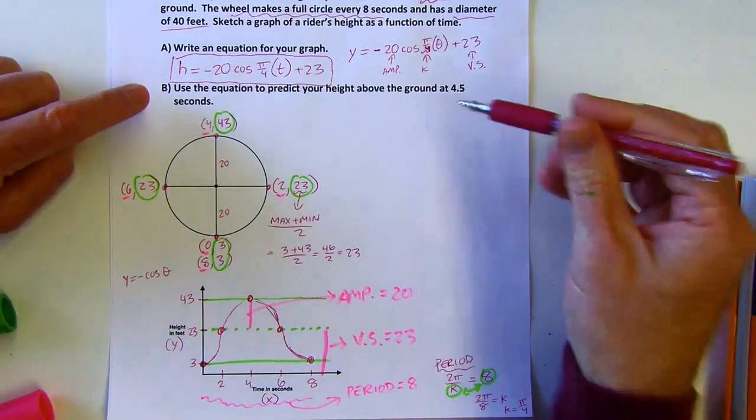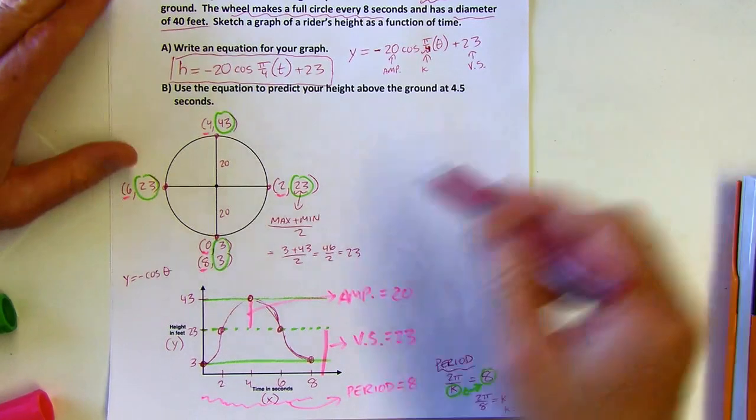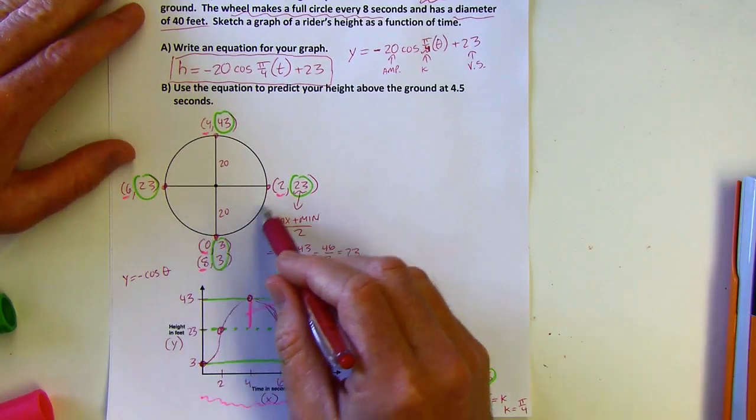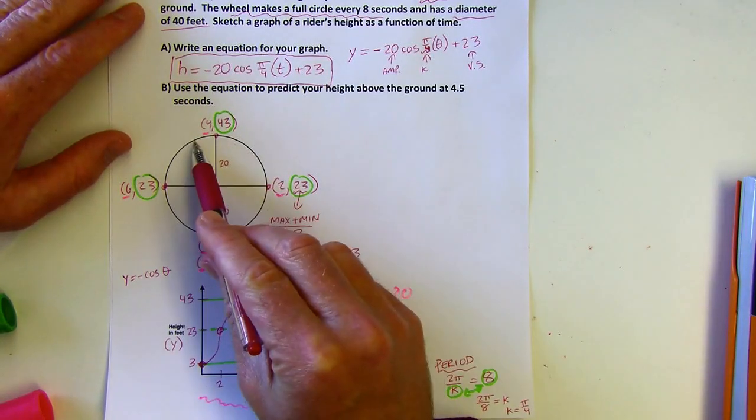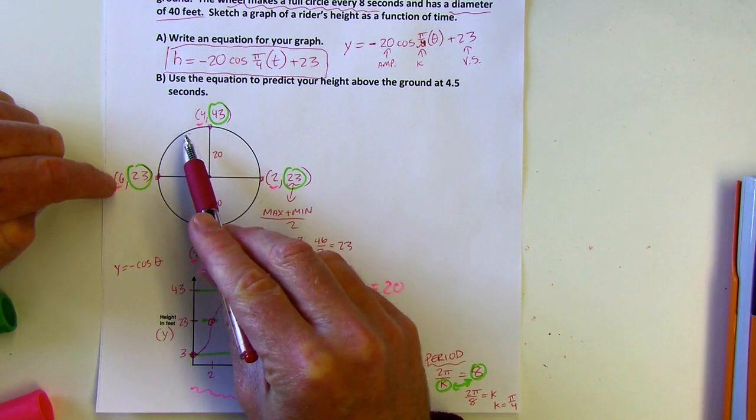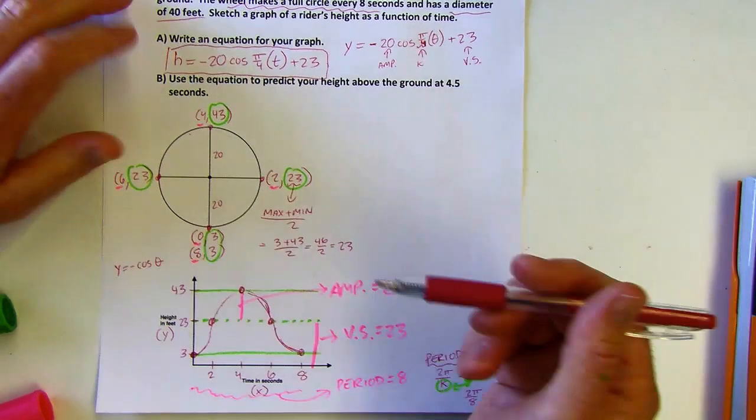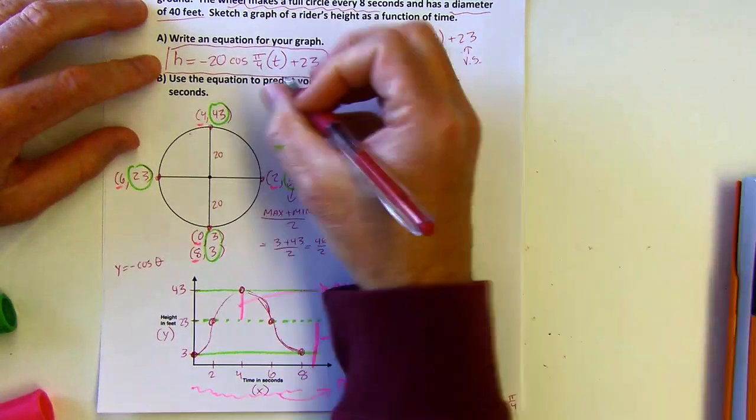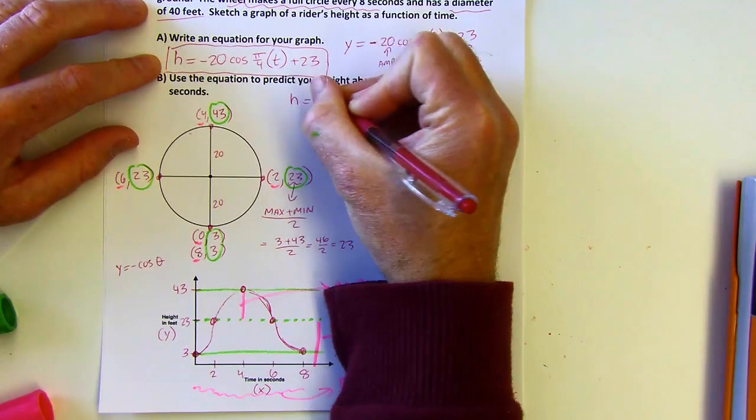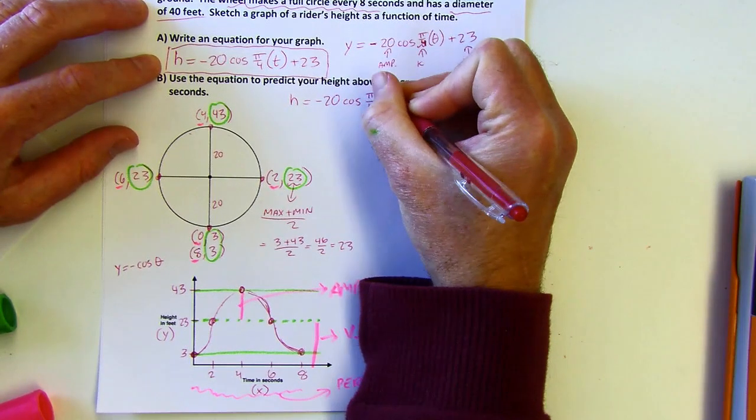Okay? So now I'm going to use that equation to predict my height above the ground at 4.5 seconds. Well, just looking at the Ferris wheel, 4.5 is going to be somewhere in here. So I'm expecting it to be a little bit less than 43, definitely quite a bit more than 23. I'm expecting it to be a lot closer to 43 than 23, okay? But let's see what happens. Let's use the equation. So all I have to do is plug in that time.